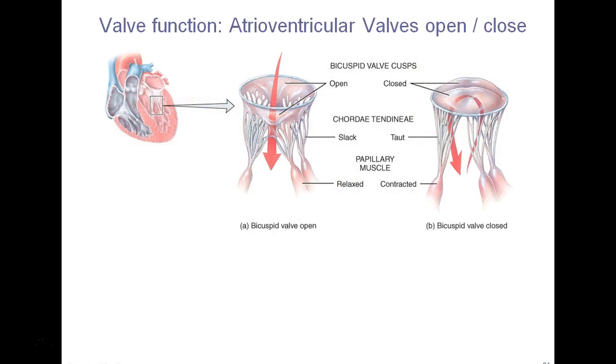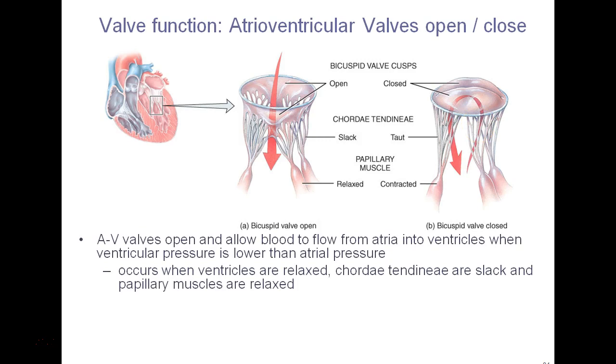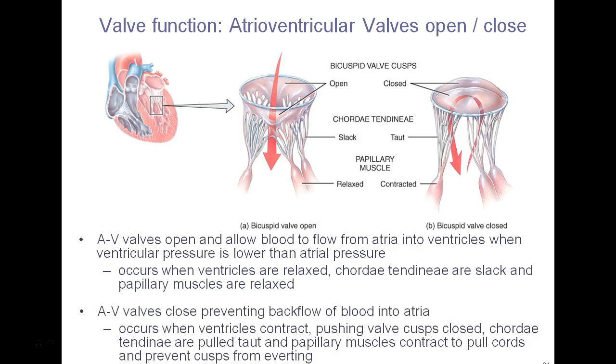Notice how blood flows through these valves. Keep in mind that these valves do not operate like a gate that opens and closes. These valves are passive. In other words, when blood rushes through, the valves simply open up. But then when the heart contracts, the blood kind of snaps back against that valve and forces it shut. So these AV valves open and allow blood to flow into the ventricles when ventricular pressure is lower than atrial pressure.